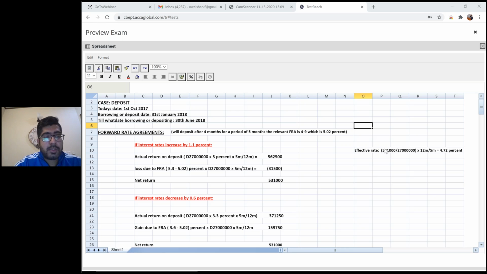Rizwan, today's date is 1st October. We are depositing on 31st January. If you count 1st October to 1st November, 1 month, 1st December, 2 months, 1st January, 3 months, and 31st Jan, 4 months. We are starting after 4 months, for 5 months, then it's 4-9. Jack Ryan, it's very simple. Borrowing rate is always higher, deposit rate is always lower.